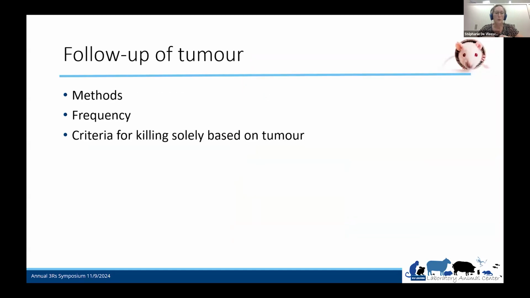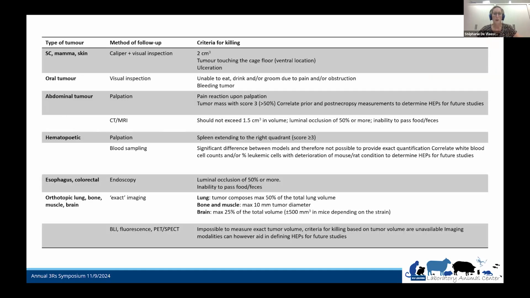There's a big table on this follow-up of the tumor in the paper. So we basically describe also the frequency. And what I think is really new is that we also included criteria for killing solely based on the tumor. I'm going to show you some of them. For example, for the subcutaneous mammary and skin tumor, we recommend killing based solely on the tumor at 2 cubic centimeters, or if it touches the cage floor, or if it ulcerates.